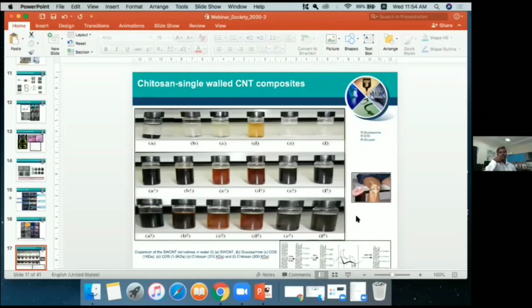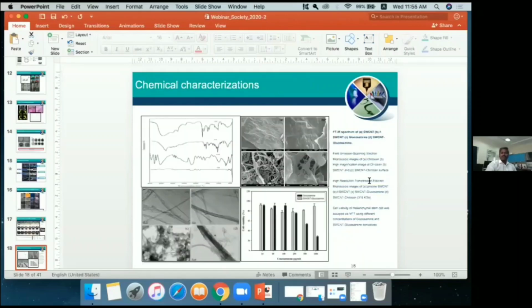And another question is why we want to make it minimally invasive. For example, sometimes people may get very small fractures. At that time we thought that we want to make some kind of injectable form. And we have developed it with single wall carbon nanotubes and chitosan. Then we characterized it with different kinds of techniques, and you can see the TEM image clearly shows that single wall carbon nanotubes are mixed with chitosan.